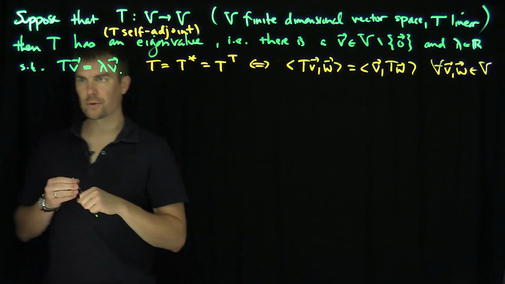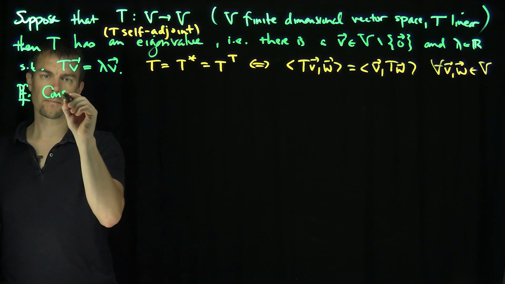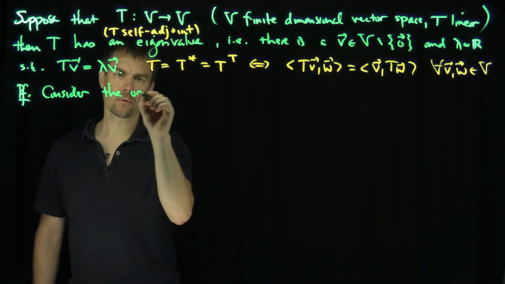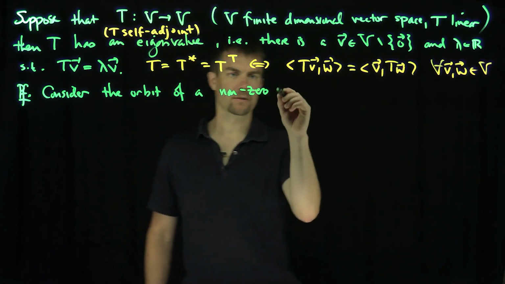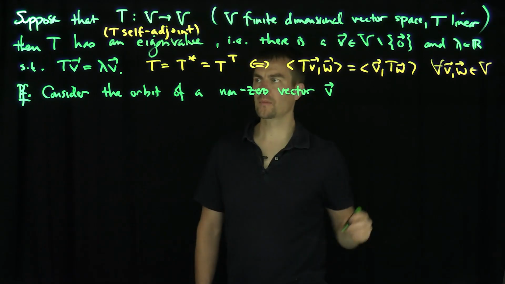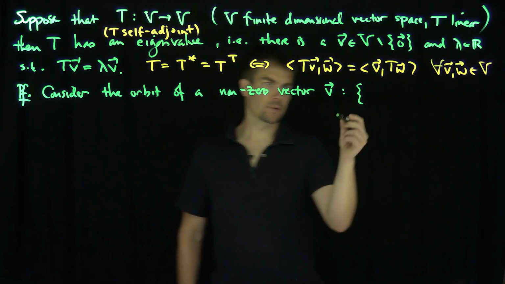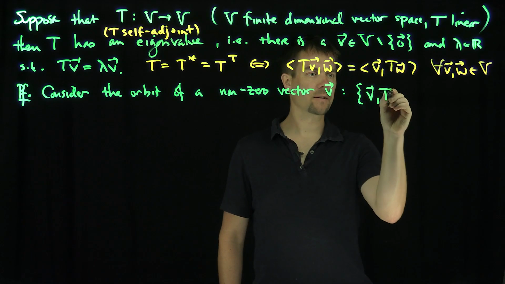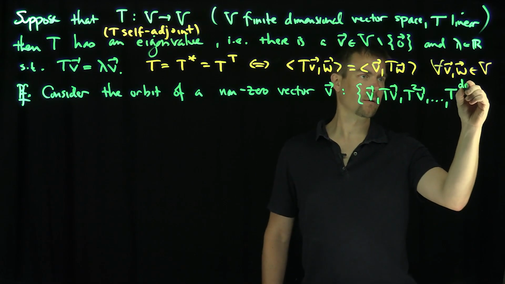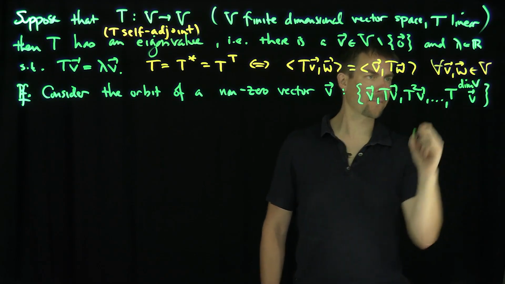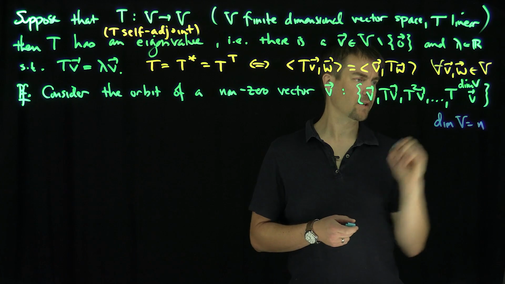Here's the first preliminary observation: the proof goes as follows. Consider the orbit of a non-zero vector v. And so what does that orbit look like? It's going to look like this: v, then Tv, then T squared v, up to T to the dimension of V applied to v. And here, let's specify the dimension of V is equal to n, right?